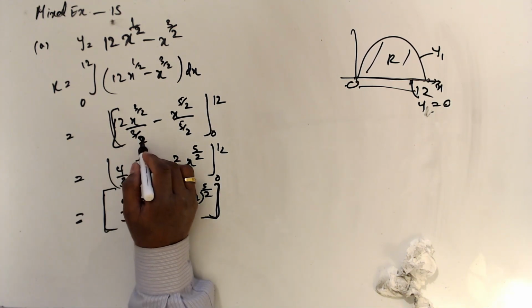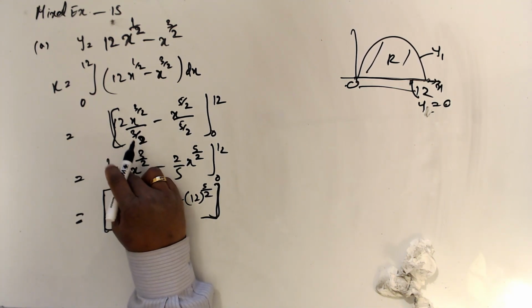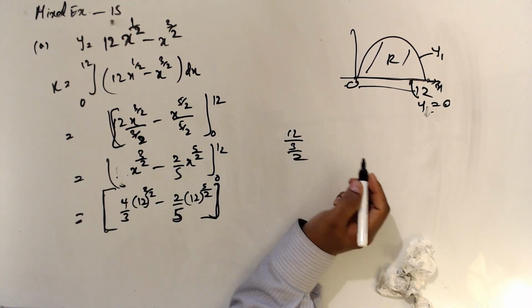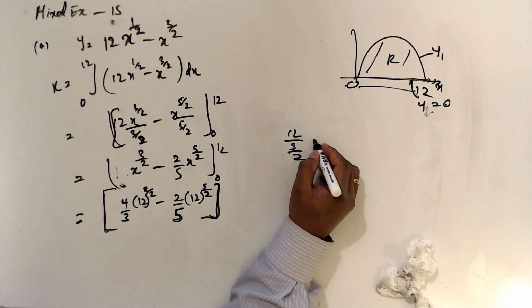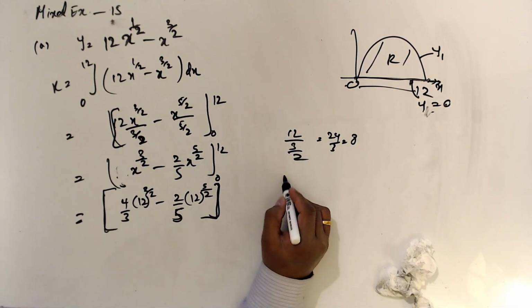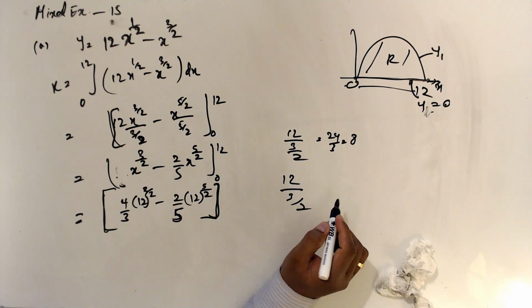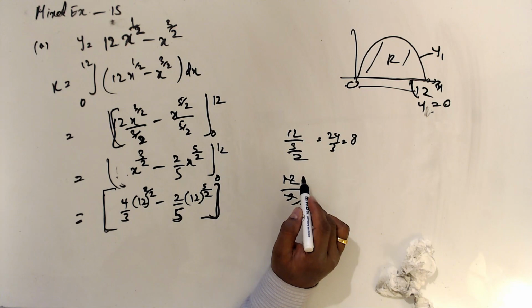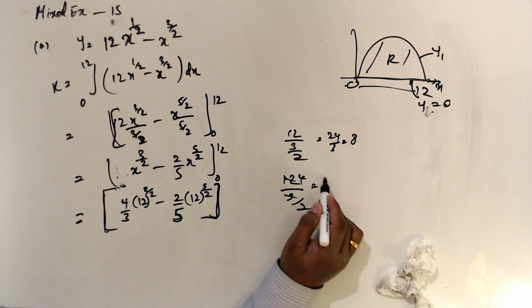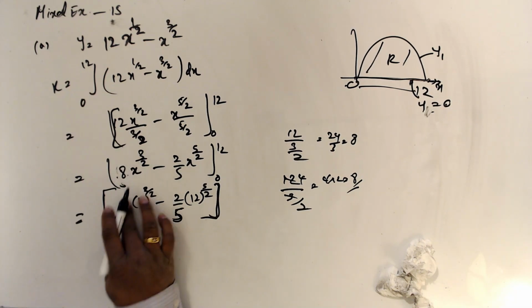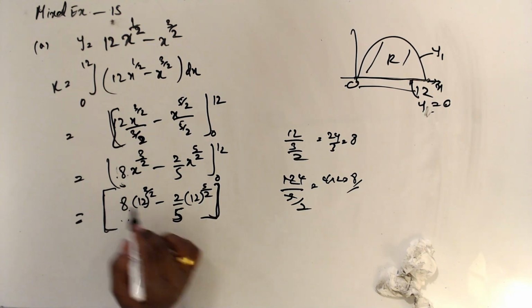Actually, I made a mistake here. This has to be 12 over 3 over 2. So this is going to be 24 over 3, which is 8. Or 12 over 3 over 2, 3 divided by 3 is 1. This 4 becomes 4 times 2, 8. So this value is 8.